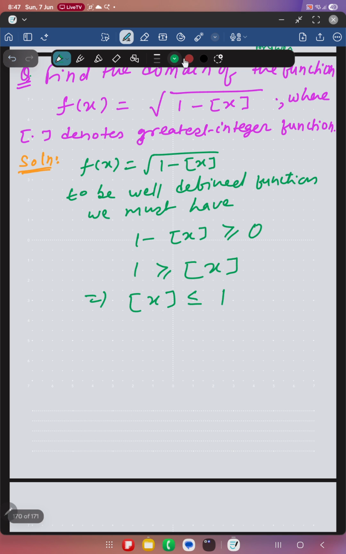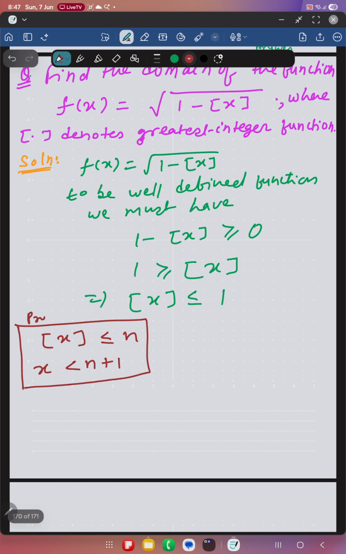Now we know the property. There is one property that if the greatest integer function of x is less than or equal to n, then x will be less than n plus 1. This is one important property of the GIF, that is the greatest integer function. Let us understand it by example. Suppose 4.5 is a number whose greatest integer will be 4, because the greatest integer function rounds the given number down to the next immediate lower integer.